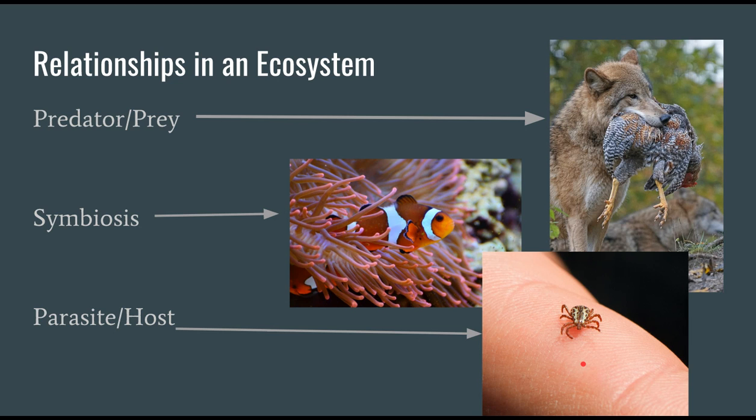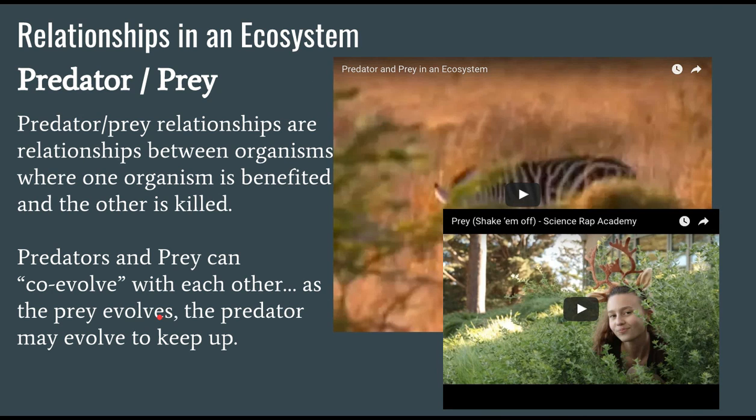So, relationships in an ecosystem. You guys, I think you all know this pretty well too. Predator, prey, symbiosis, parasite, host. Predator, prey: one organism is benefited and the other is killed. That's pretty straightforward. The predator is the killer and the prey is the poor little guy that gets eaten.